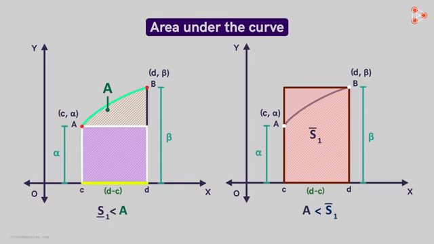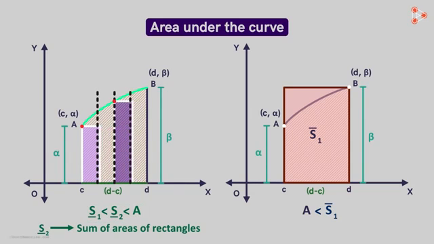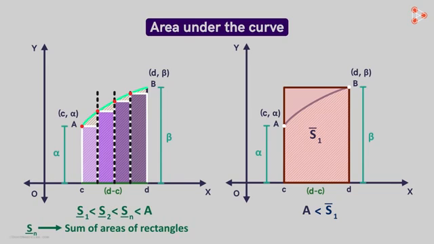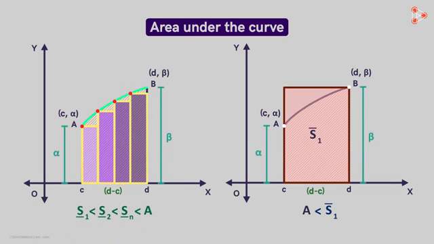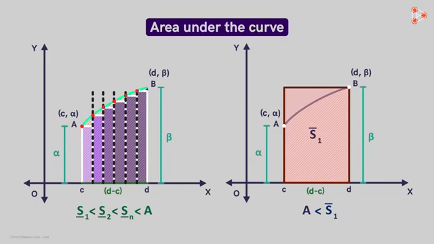We divide this interval into 2 equal parts and draw 2 rectangles like this. Now compared to the previous case, we get a better estimate of the area. Let's denote the sum of the areas of these rectangles by S2 dash. We can see that it will be greater than S1 dash but less than A. Similarly, if we divide this interval into more parts, let's say n parts, then we will get an even better estimate. These rectangles are drawn by taking the minimum value of y in each part.